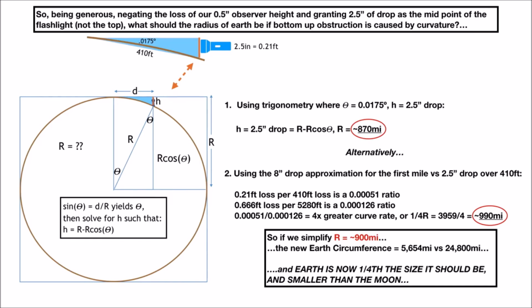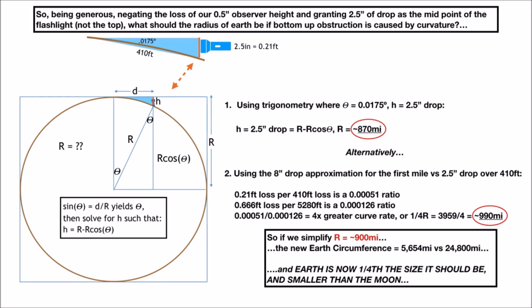So, being generous and negating the loss of our 0.5 inch observer height and granting 2.5 inches of drop, basically as the midpoint of the flashlight, not even the top, what should the radius of Earth be if we're going to assume that bottom-up obstruction is always caused by curvature? In other words, if I'm losing 2.5 inches across 400 feet, what kind of radius would that purport to? What kind of globe should I be standing on if bottom-up disappearance is caused by physical obstruction?